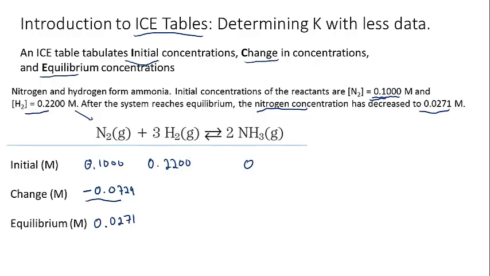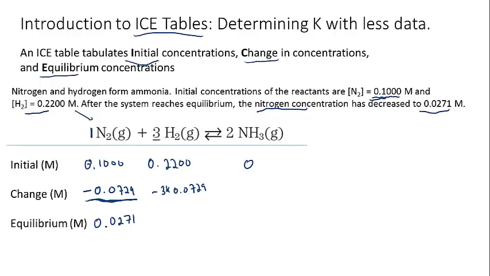Now, because one nitrogen reacts with 3 hydrogens, we know that the amount of hydrogen reacting is 3 times that. So we multiply this number by 3, so that's going to be minus 3 times 0.0729. That's the change in that.